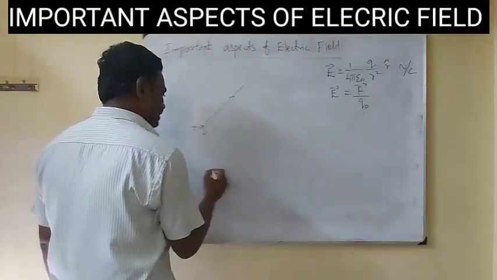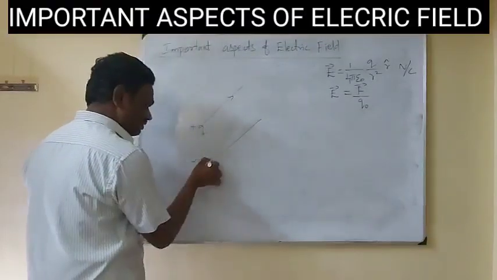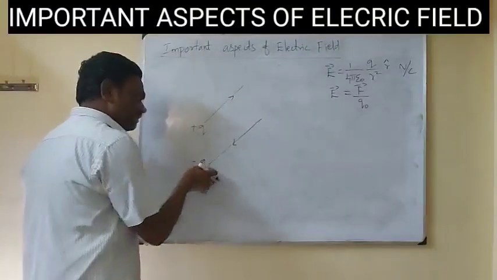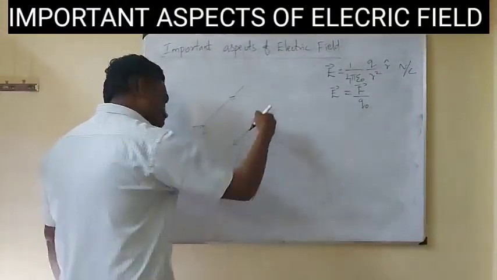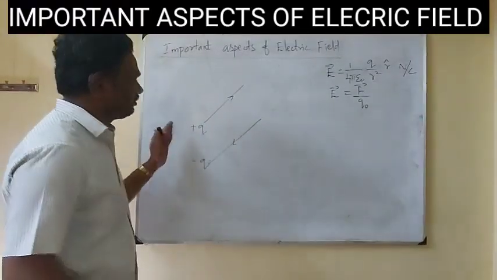If the charge is negative, minus q, then the electric field is acting towards the charge. The direction of the electric field is towards the charge. It means it points towards. Okay. This is the first aspect.